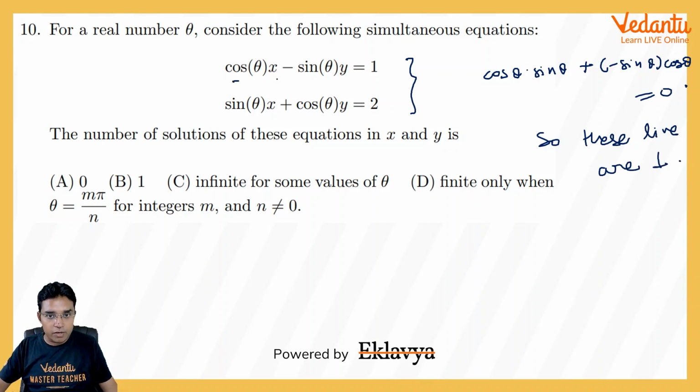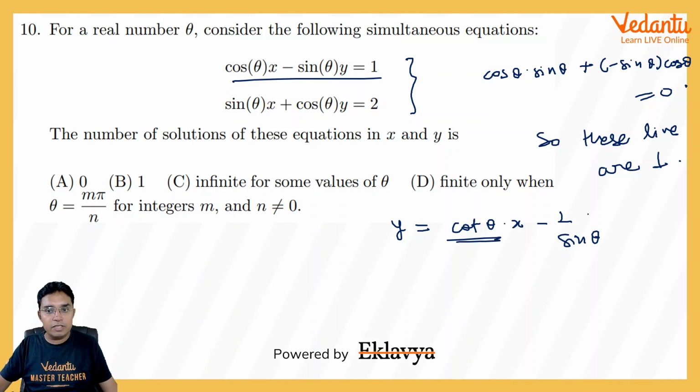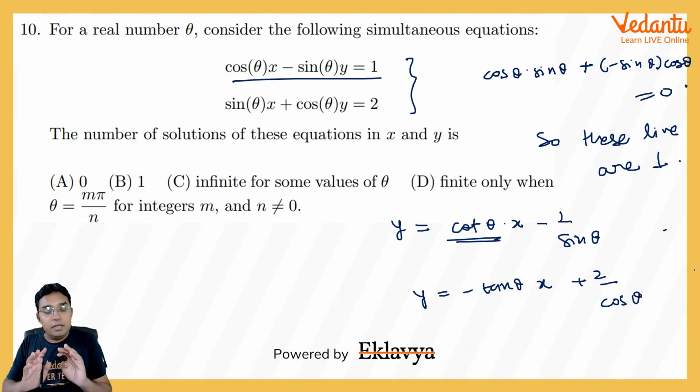In fact, you could have done it the other way also, like you can write y is equal to cot theta into x minus 1 upon sin theta, which will give you the slope of this line to be cot theta, and similarly for the other one, slope will be minus tan theta, and you can check their product is becoming minus 1. That means these lines are perpendicular. Now two lines, if they are perpendicular, they have to intersect each other. No one can stop them, and they will intersect exactly at one point. So the number of solutions of these equations will be 1.